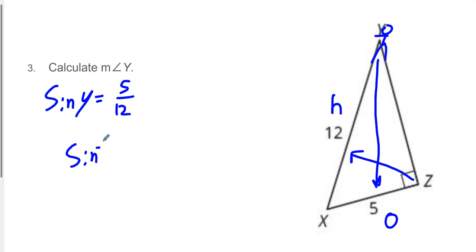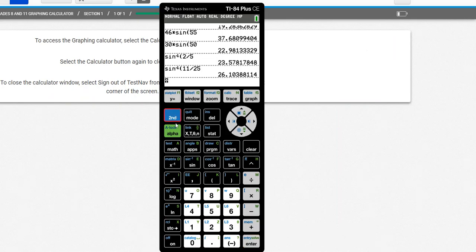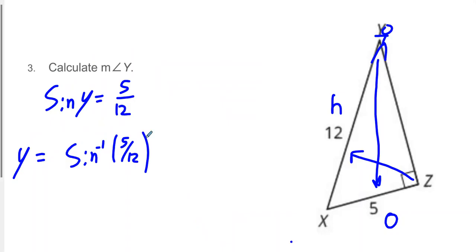Inverse sine both sides, so y equals inverse sine of 5 over 12. Go to my calculator, inverse sine of 5 divided by 12 gives me 24.6 degrees rounded. So y equals 24.6 degrees.